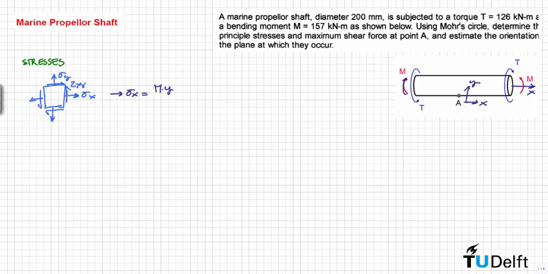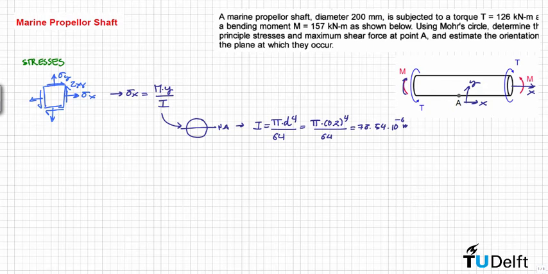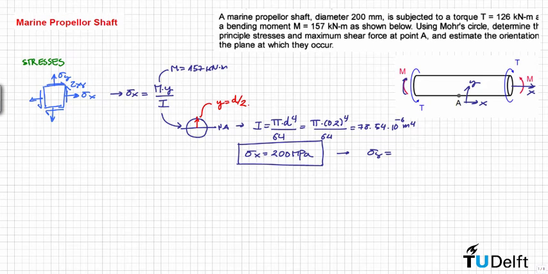So this is equal to M times y divided by the moment of inertia. And we know that for a cylinder with this circular cross-section, the moment of inertia with respect to the neutral axis is equal to pi d to the power of 4, where d is the diameter, divided by 64. And y is the distance from the neutral axis to this point, and this is equal to the diameter divided by 2. And of course we know that the moment is equal to 157 kilonewtons meter. Then with this information, we have that sigma x is equal to 200 megapascals. We don't have sigma y because the bending is not creating any stress in the y direction, so sigma y equals 0.